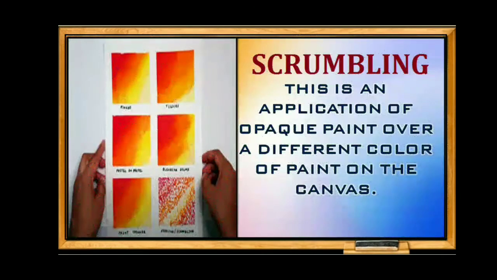Next is scumbling. One of the ways of mixing color is scumbling. This is an application of opaque paint over a different color of paint on the canvas. The original color is not covered entirely, thus giving an uneven effect.